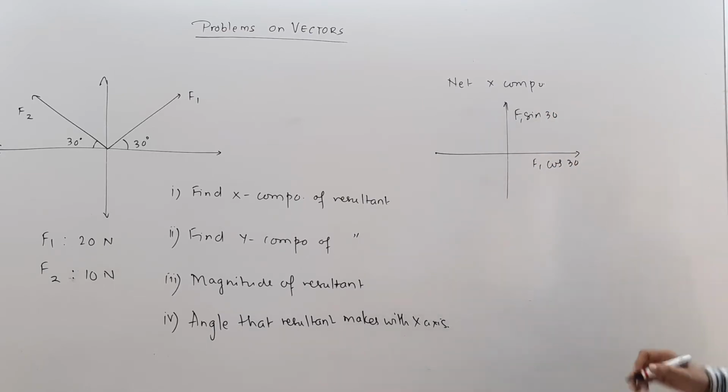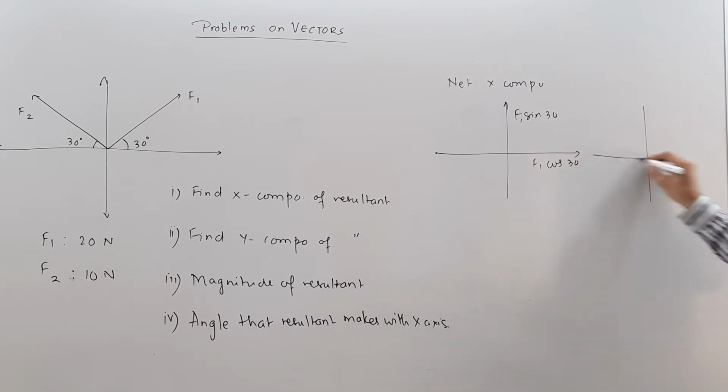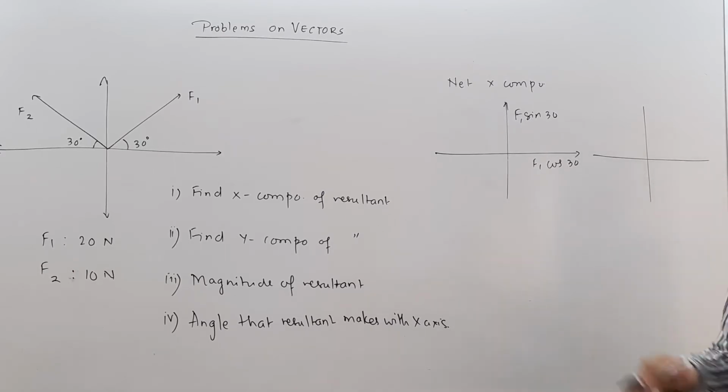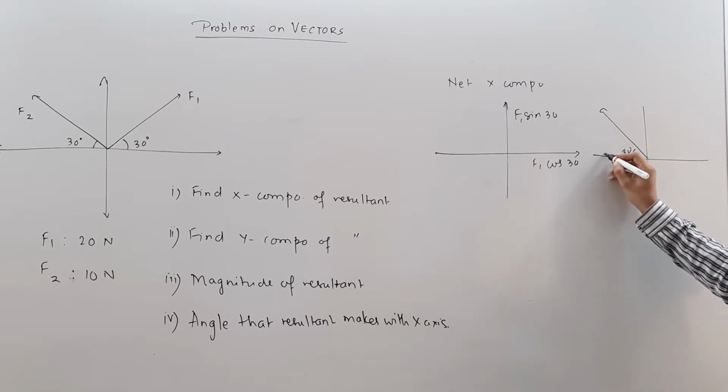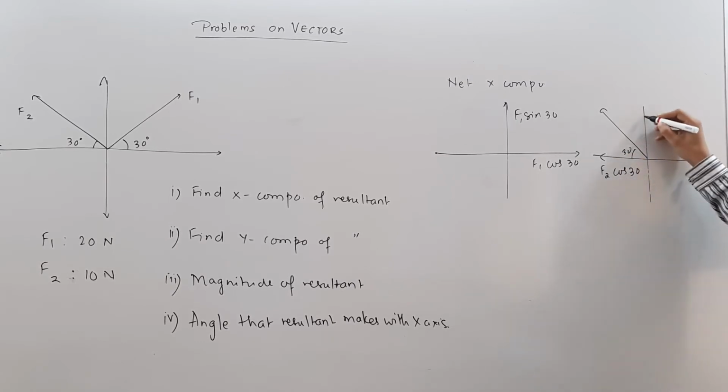Similarly, let us find the x and y components of F2 as well. Now this being F2, this is 30. So ultimately this is going to be F2 cos 30 and this is going to be F2 sine 30. This is what it is.